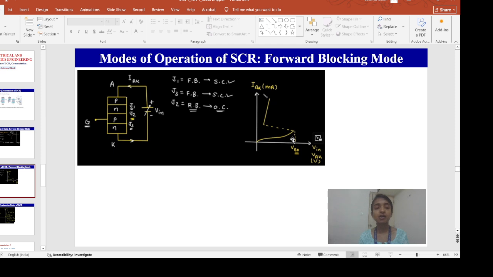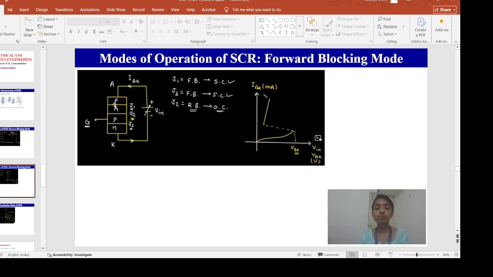Okay. Now, if I increase this V in beyond a certain limit, if I give a very high V in, what will happen? This J1 and J3 will remain as they are, forward biased.